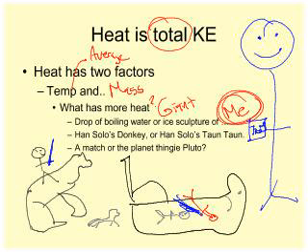A match or the planet thingy Pluto. It used to be the planet Pluto, now it's a planet thingy Pluto. So what would have more temperature, or what would have more heat? Pluto would. Why? Because it's bigger. Even though it's not a planet, because it's too, I don't know, piddly small to be a planet, it's still way larger than a match.